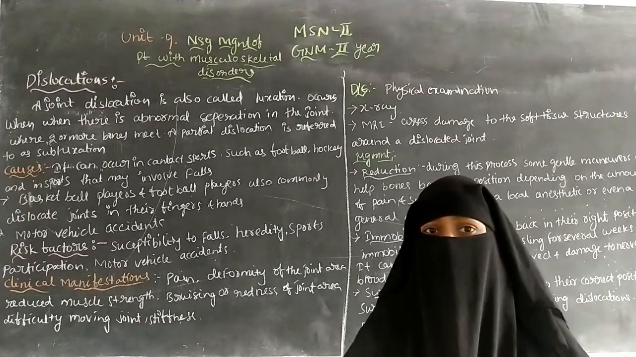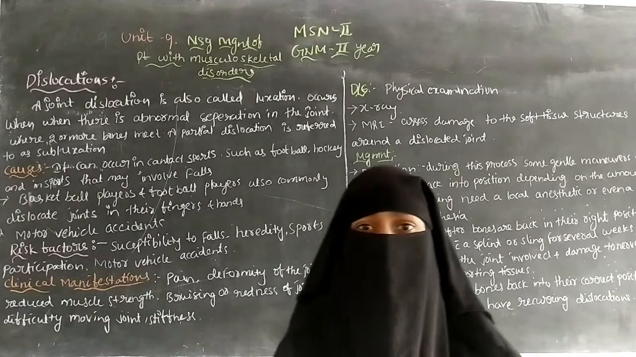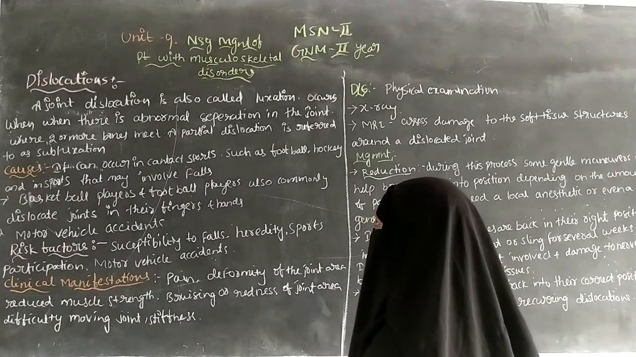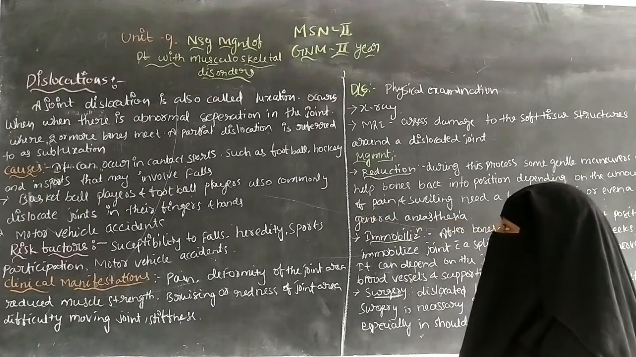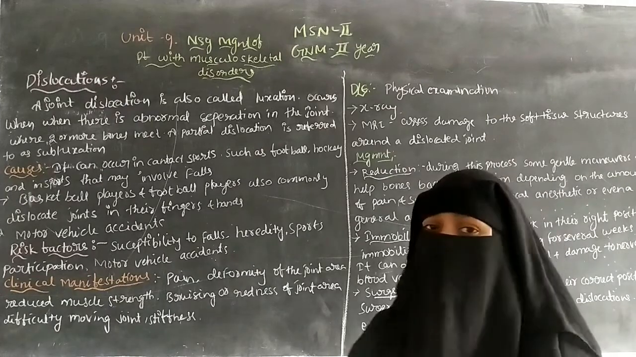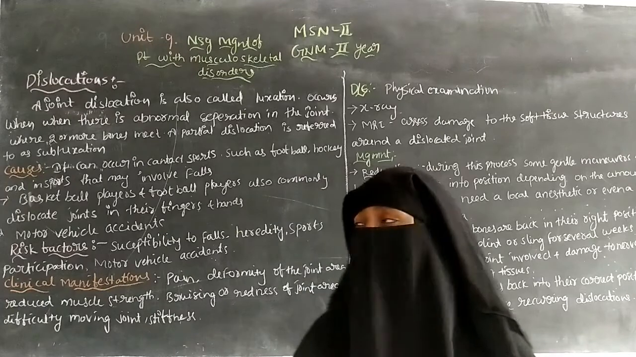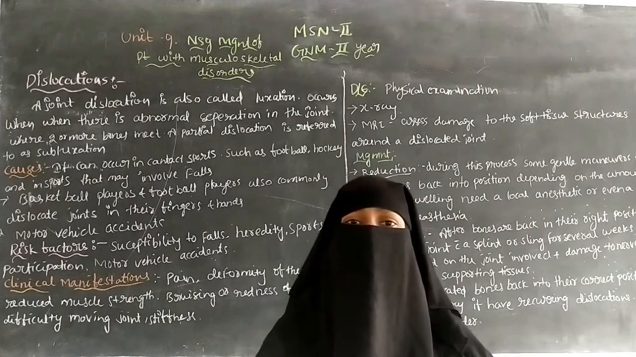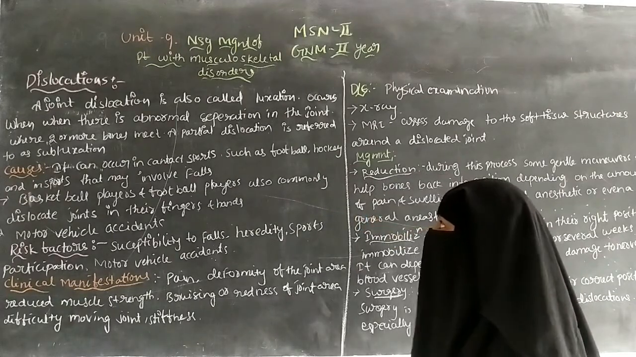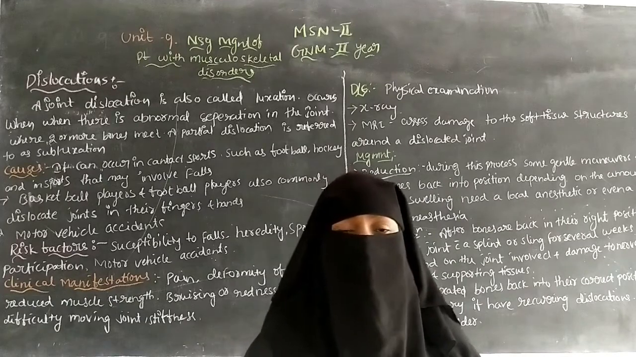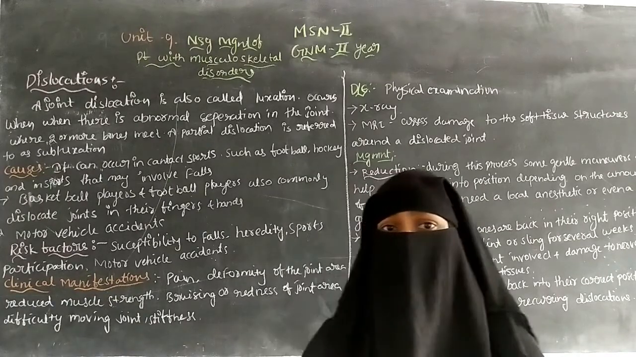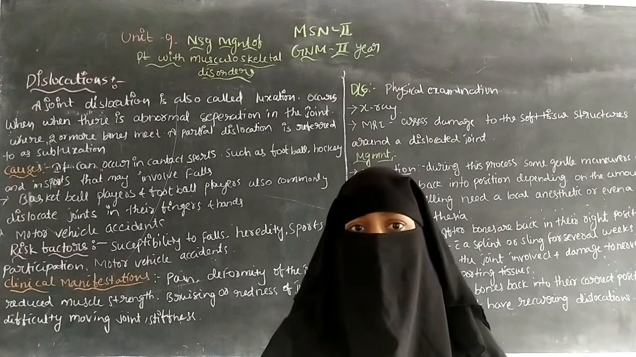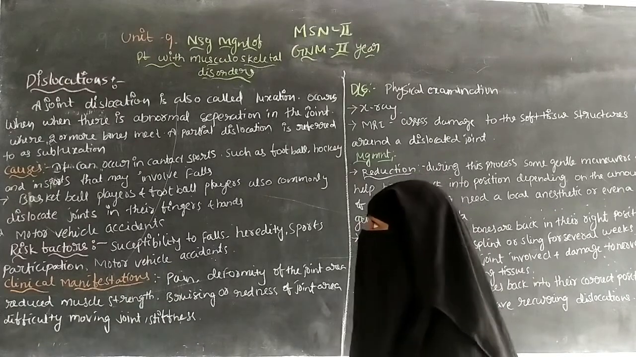Joint dislocation, also called luxation, occurs when there is an abnormal separation in the joint where two or more bones meet. Because of this dislocation, an abnormal separation occurs where the two bones meet, a separation from the normal position. So it is called dislocation.